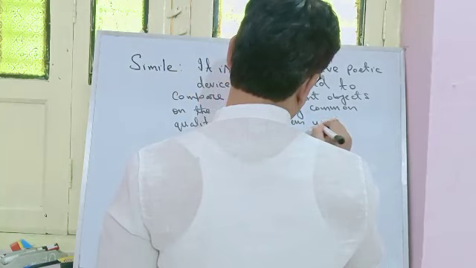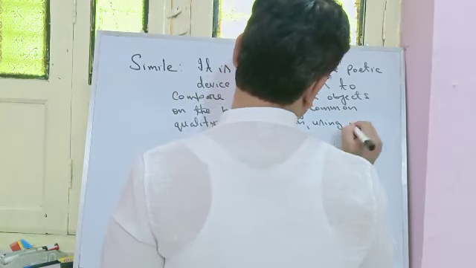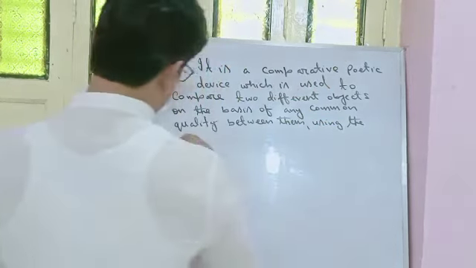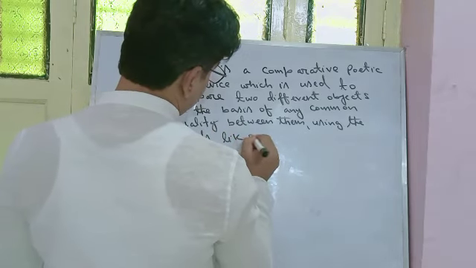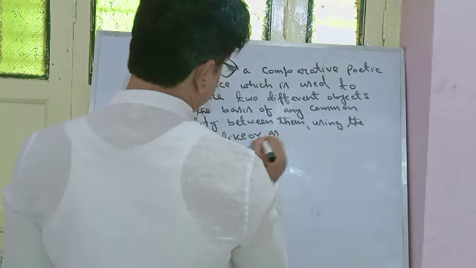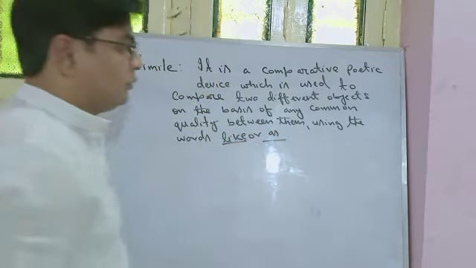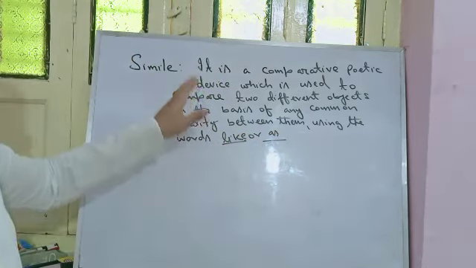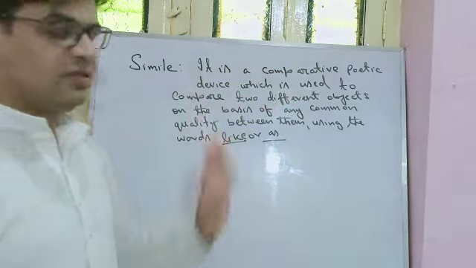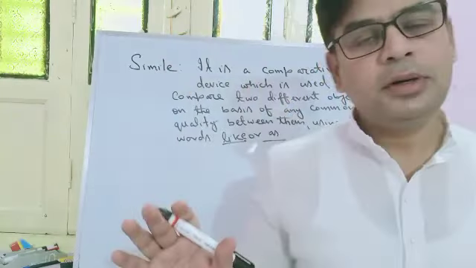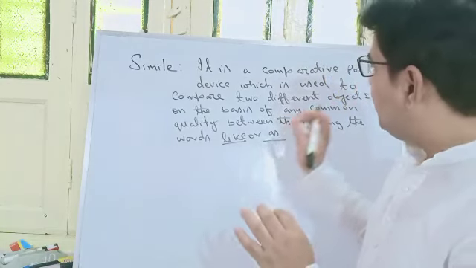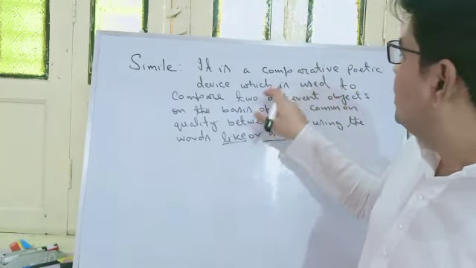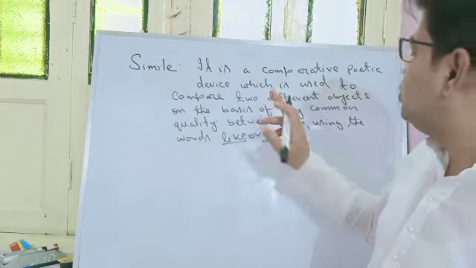Using the words like or as. It's very easy. I'll explain you. It is a comparative poetic device. That means two things are compared in this poetic device. That is why I'm calling it a comparative poetic device. It is a comparative poetic device which is used to compare two different objects.